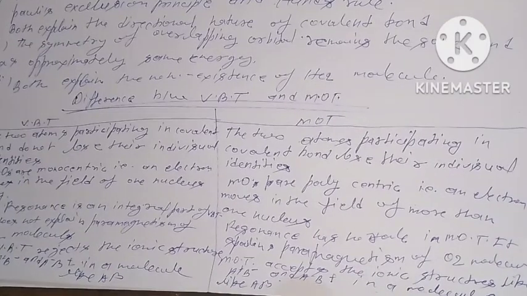Okay. Difference between valence bond theory and molecular orbital theory. In VBT, two atoms participating in a covalent bond do not lose their individual identities. But in molecular orbital theory, two atoms participating in a covalent bond lose their individual identities. Second point, in VBT atomic orbitals are monocentric and an electron moves in the field of one nucleus only. But in molecular orbital theory, orbitals are polycentric and an electron moves in the field of more than one nucleus.